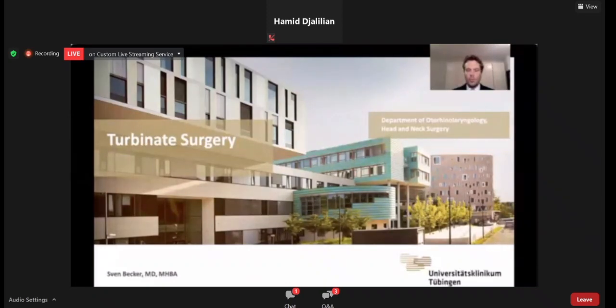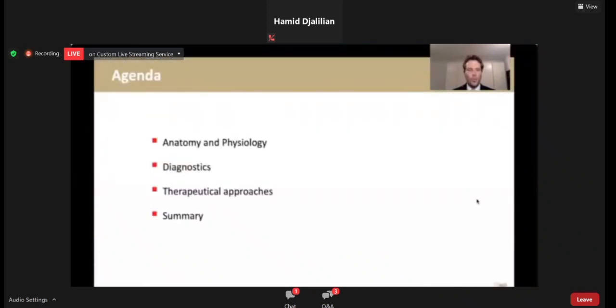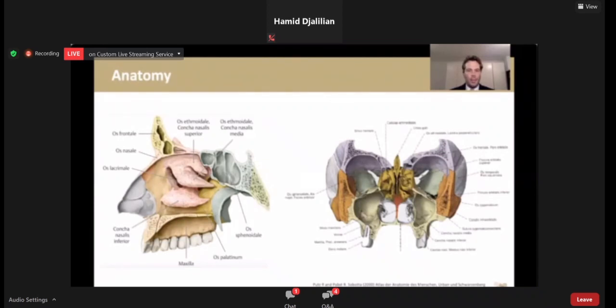On turbinate surgery. In the next 20 minutes, I want to give you a short overview of the anatomy and physiology of the turbinates, diagnostics when patients have problems with nasal patency, and I want to show you some therapeutic approaches and options you have when you're dealing with such patients. At the end, I will sum up and give you a few key points which you can take home. First of all, anatomy.